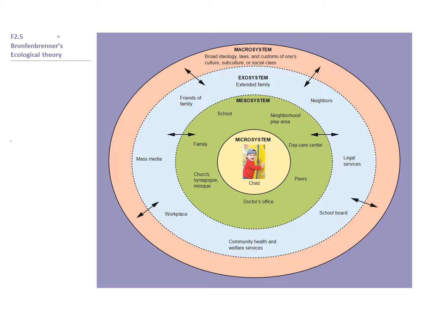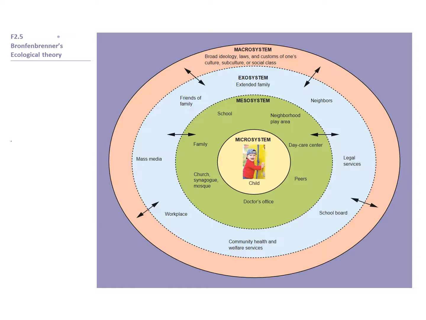So here's a diagram of his ecological theory. And you see the child is at the center of the diagram. And closest to the child is the concentric ring, the green ring, closest to the child, the most influence are family, school, neighborhood, daycare center, peers, maybe doctor's office, church, synagogue, mosque. These have a lot of social influence on the child.